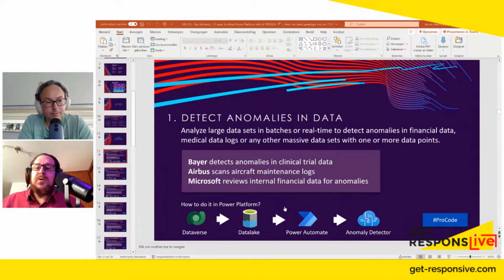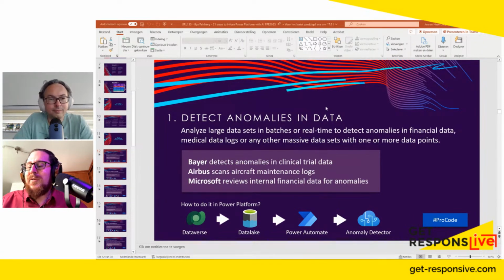And Microsoft itself, we also use that internally to scan financial data. So if I'm doing an expense report from a business trip, and I bought every customer a Ferrari, then that would be noticed by Microsoft, because that would be an anomaly, I guess, in financial data.